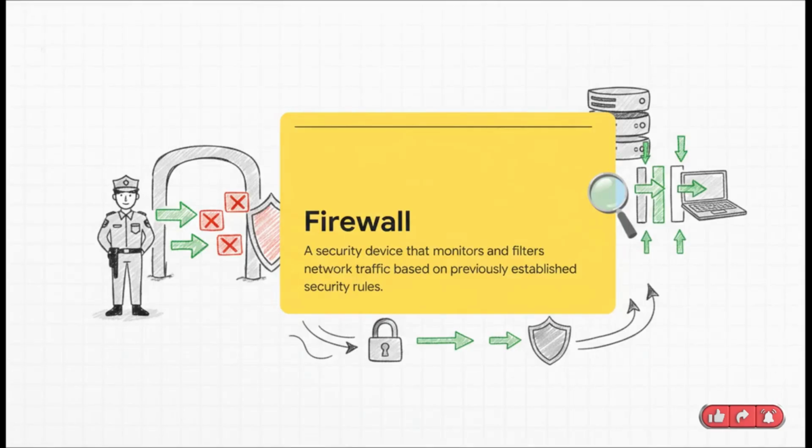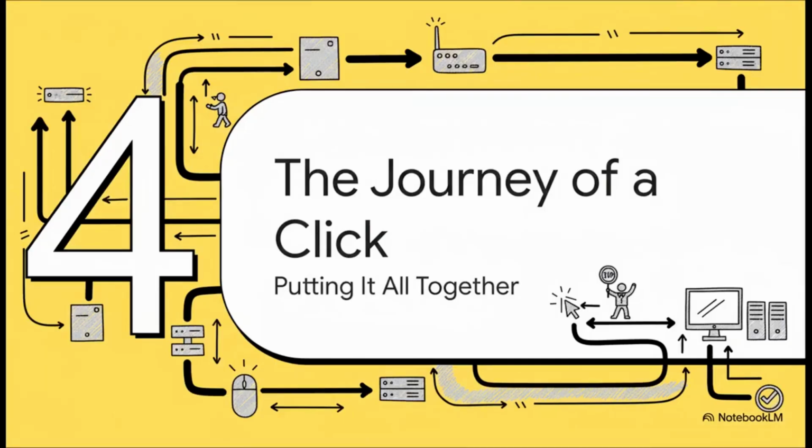Now, before we put this all together, there's one more key player we have to mention: the firewall. Think of this as the security guard for your network. It stands at the gateway, usually as part of your router, and it inspects all the traffic coming in and going out. It's constantly checking to see if anything looks suspicious, and it'll block anything that violates the security rules. It's absolutely crucial.